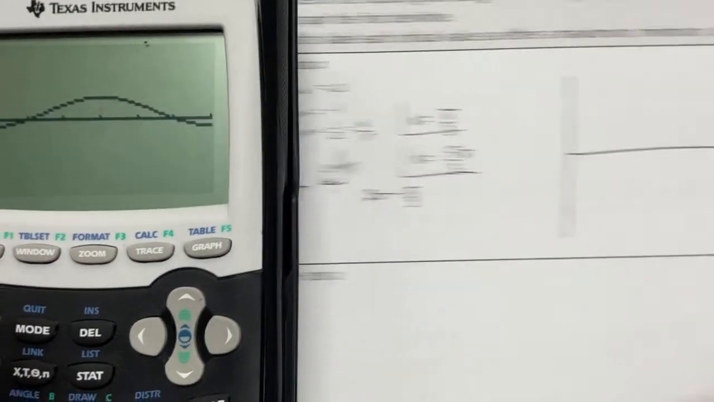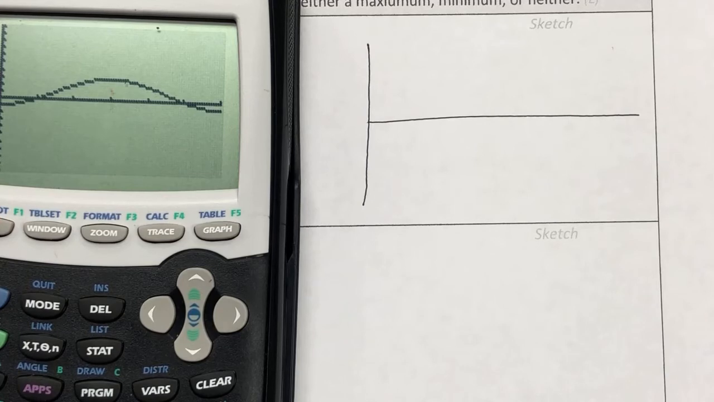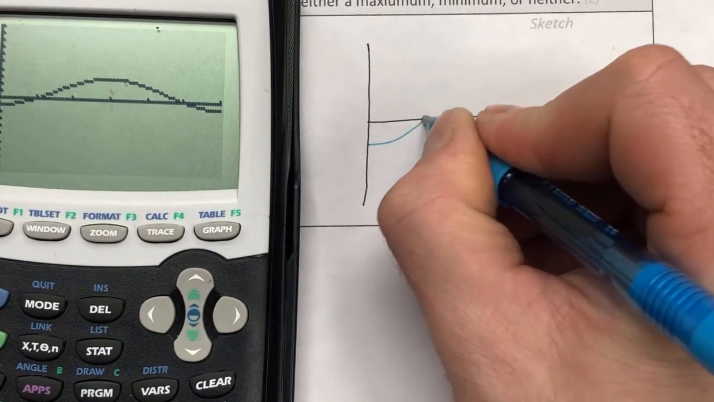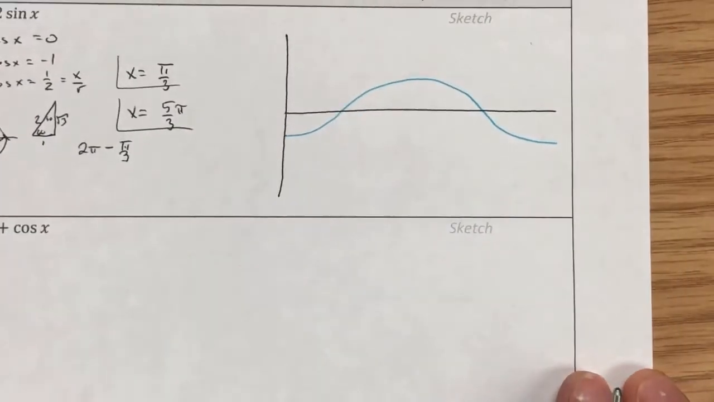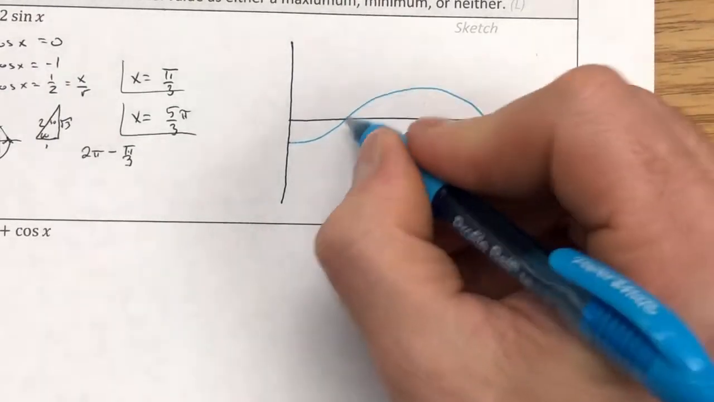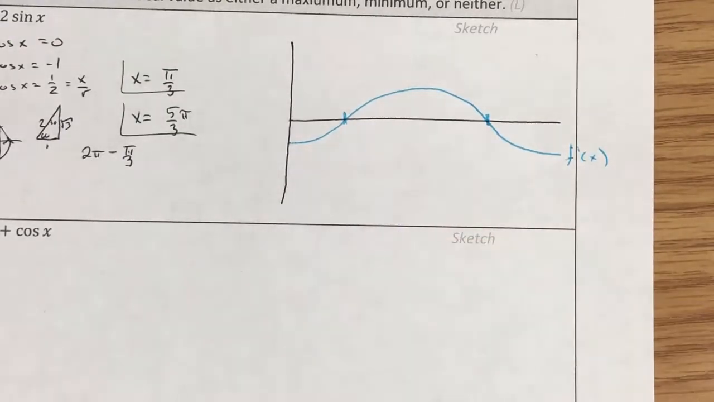Okay. So I'm going to translate this onto this graph. And because this is the derivative, let's set this in blue. There we go. So this is my f prime of x. So I see that at pi over 3 and at 5 pi over 3, I have values.